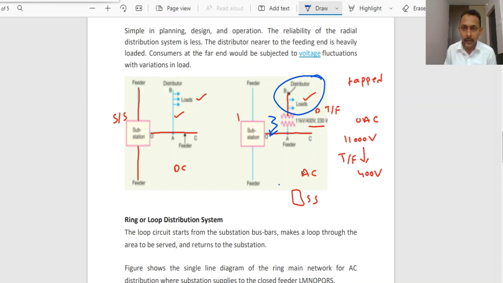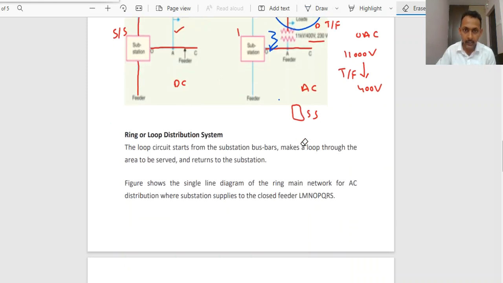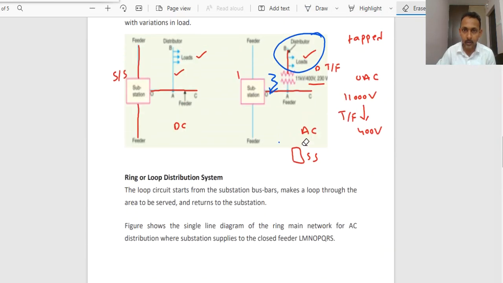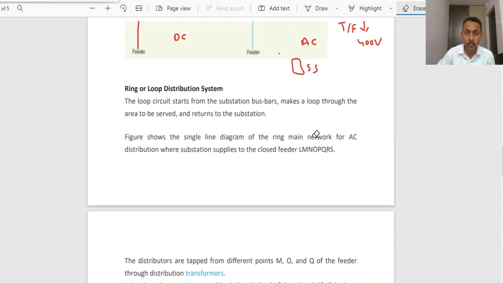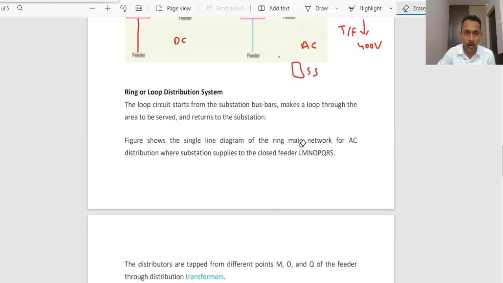But what is the advantage? Its advantage is it is simple in operation, it is economical, right? It is easy to maintain. So these are the advantages. But what is the drawback? The continuity of the supply will get disturbed if any fault or abnormal condition has arisen. Clear? Now, in order to overcome that, we have a ring or loop distribution system.